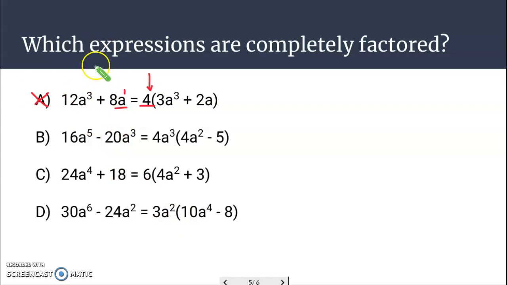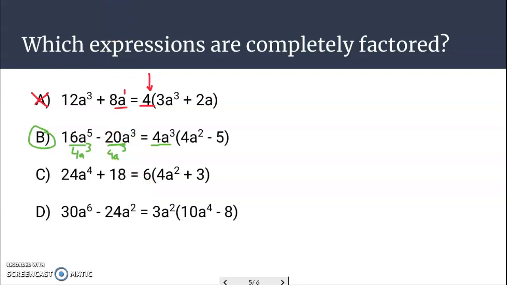Looking at B, we have a 16 and a 20. The largest number that goes into 16 and 20 is 4. a to the fifth and a to the third, lower exponent, good. Let's go ahead and divide each thing by 4a to the third. 16 divided by 4 is 4. a to the fifth divided by a to the third is a to the second. 20 divided by 4 is 5. a to the third divided by a to the third cancels. B is factored correctly.